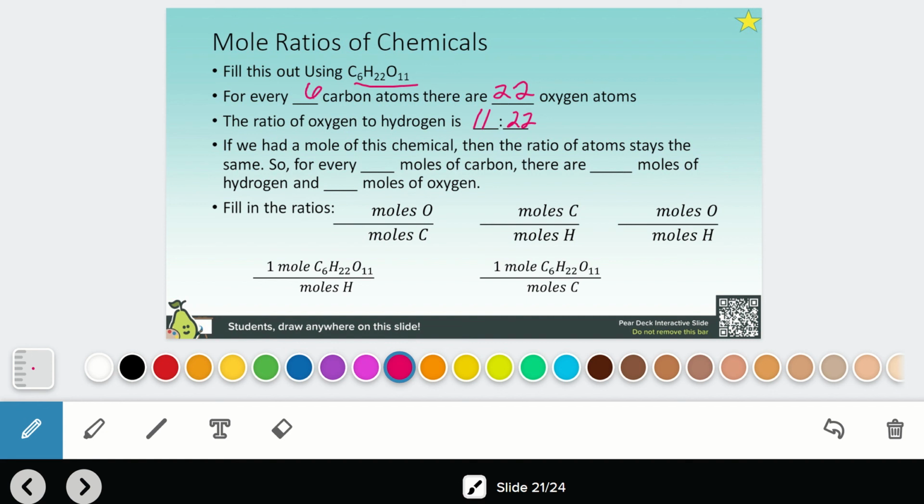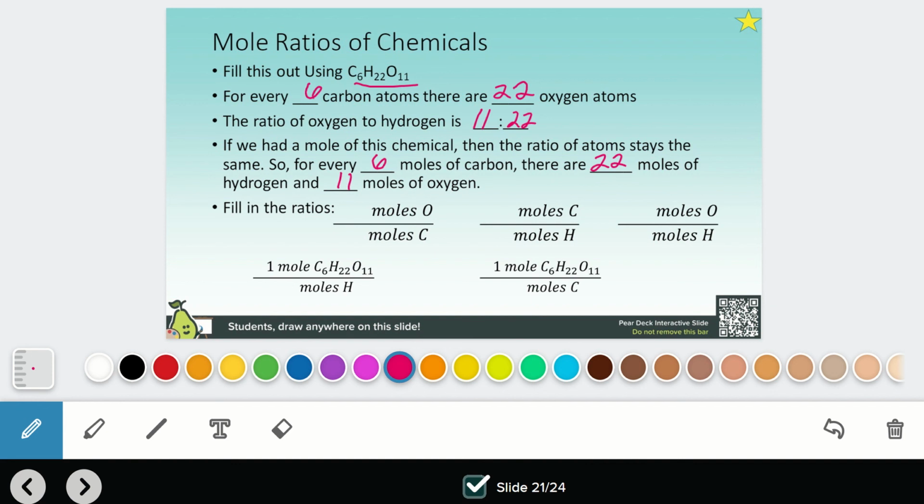All right. The next one says if we had a mole of this chemical, the ratio of atoms stays the same, right? Same thing as our last one. So for every 6 moles of carbon, there are 22 moles of hydrogen, and 11 moles of oxygen. Right? It's just using those subscripts to create a ratio.